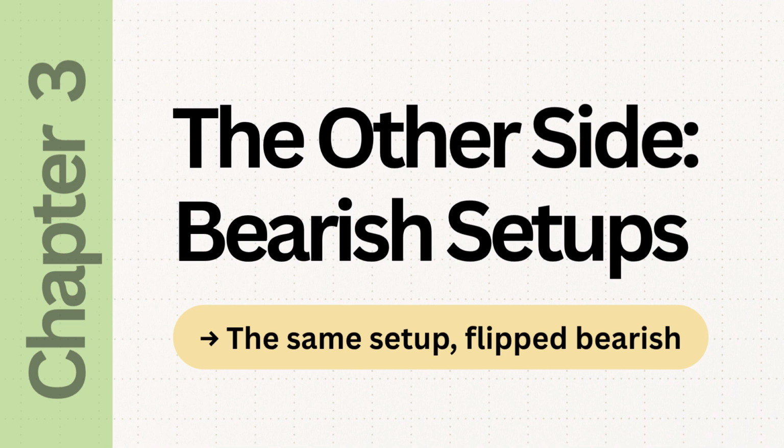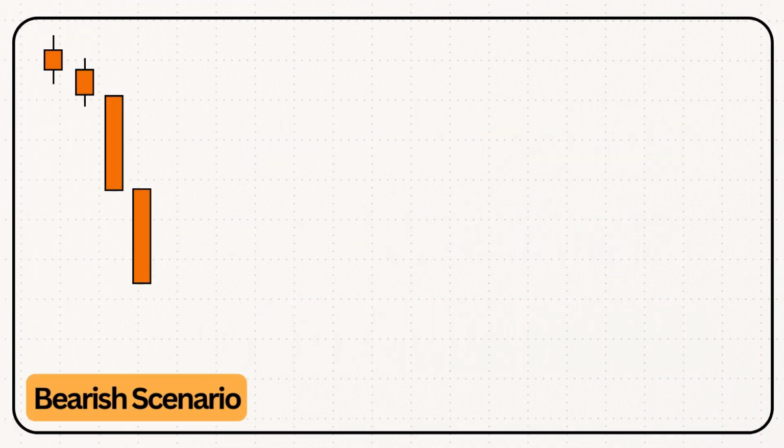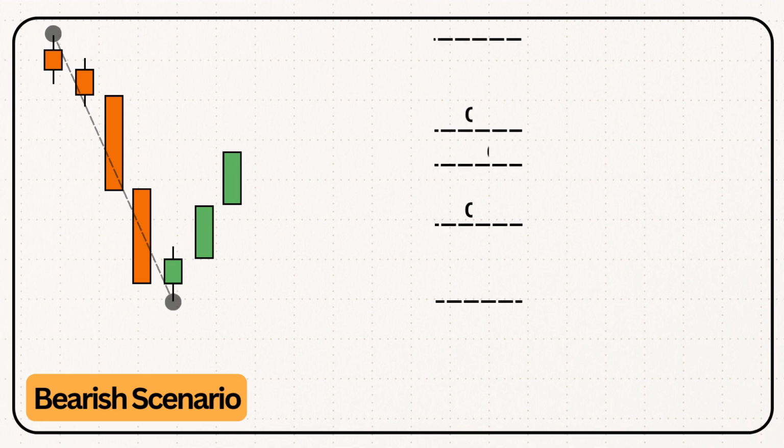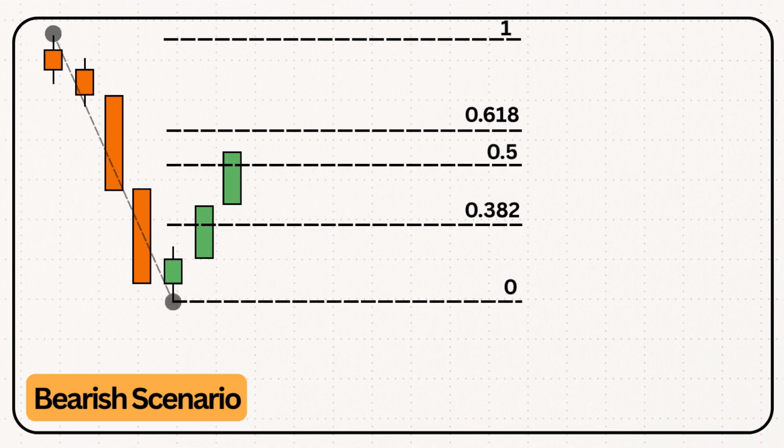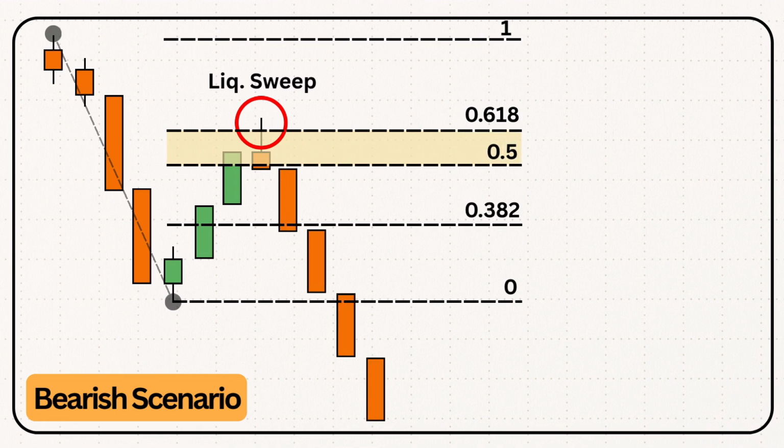And with that, let's look at the opposite side as well, because everything we just talked about works the same way in a downtrend. So instead of price pushing up, we now have price moving down, followed by a pullback. And the process is exactly the same. We're just mapping Fibonacci from a clear high down to a clear low, and from there, what we're watching for is how price reacts when it pulls back into these areas before potentially continuing lower.